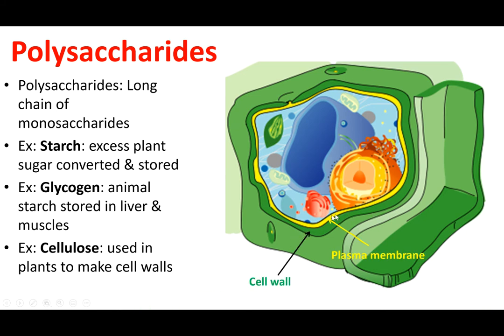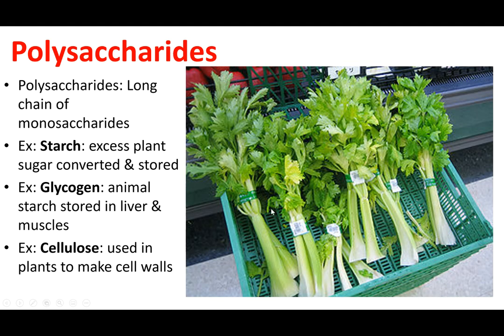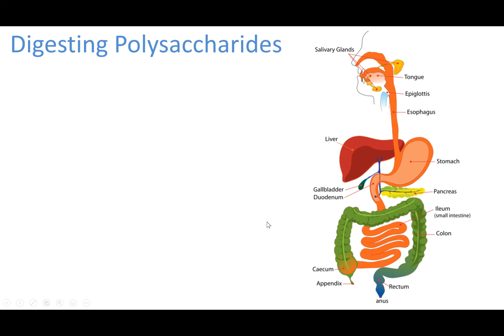Remember, the cell membrane's on the inside and the cell wall's on the outside. Celery, right? It's full of cellulose. That's why we call it celery. So if we're eating polysaccharides, we're eating these big complex molecules, right? We can't use them in that complex form. We need to break them down to get to that energy that's stored in those bonds. So we have to digest them.